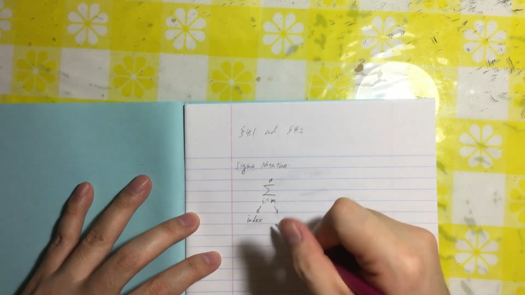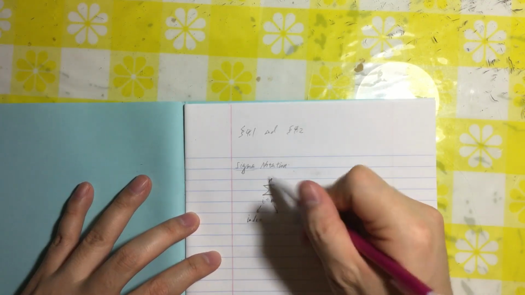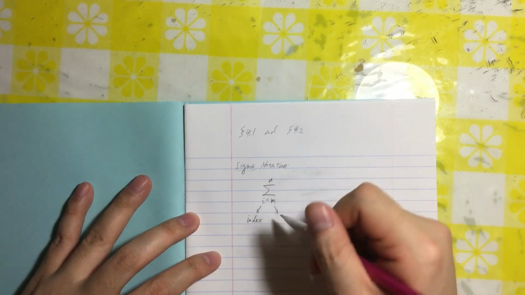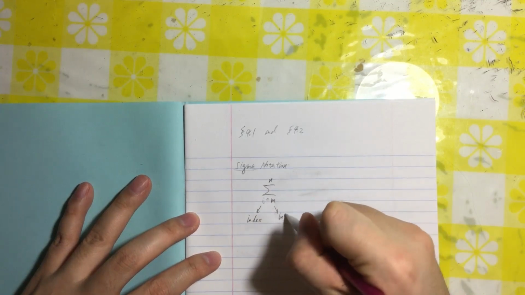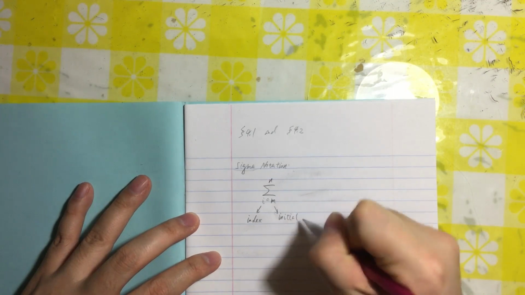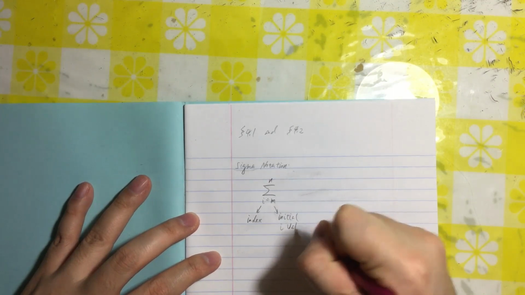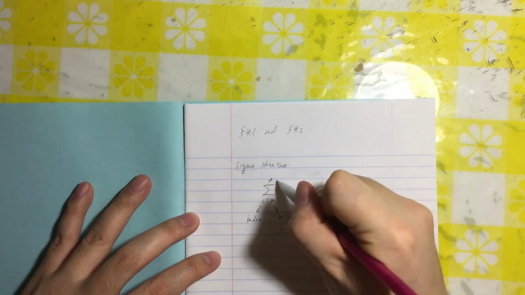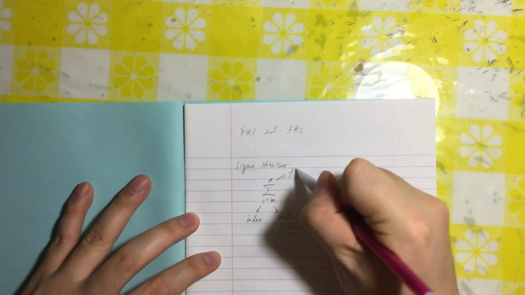m represents the initial i value. m and n are both integers, they are both whole numbers. n represents the final i value.